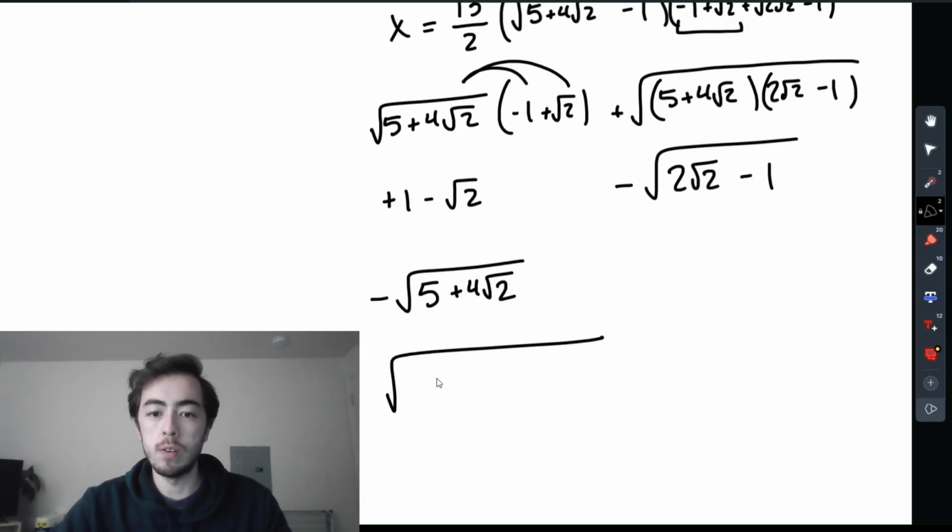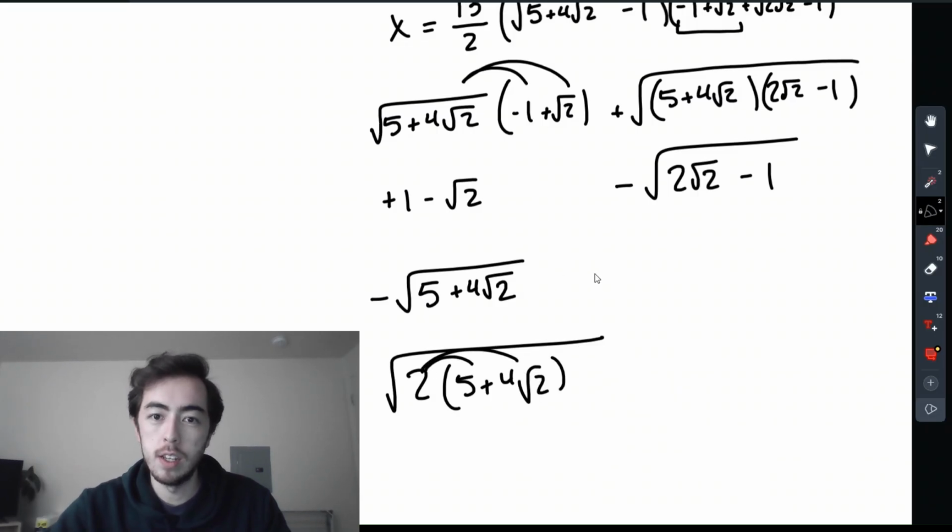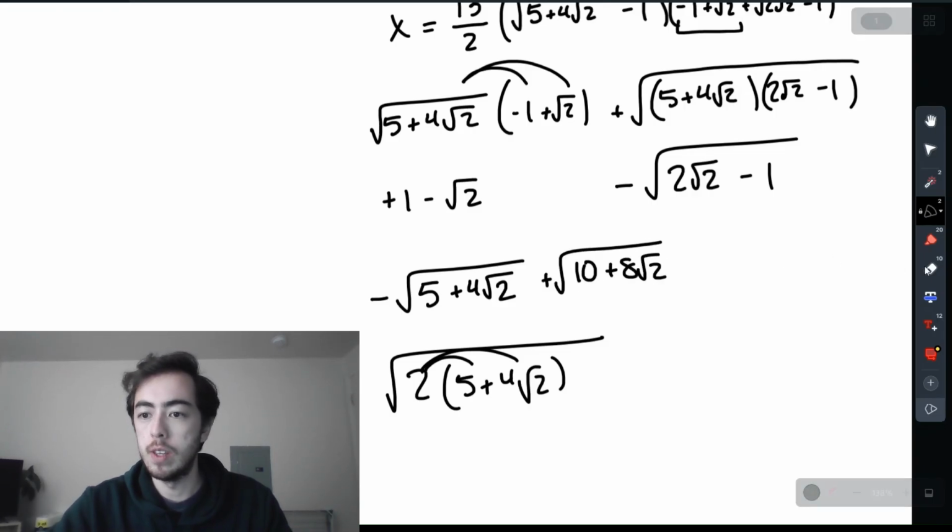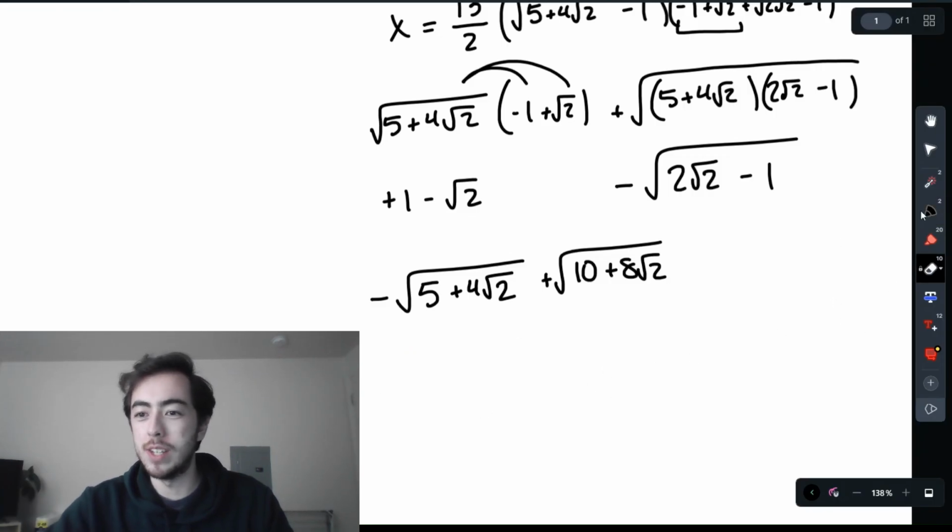So I'll get the square root of 2 times 5 plus 4 root 2. So I get 10 and then 8. So maybe let me put this here, plus root, then 10 plus 8 root 2. Okay. For the next one, I wasn't really excited to do this one just because there's so much multiplication going on.